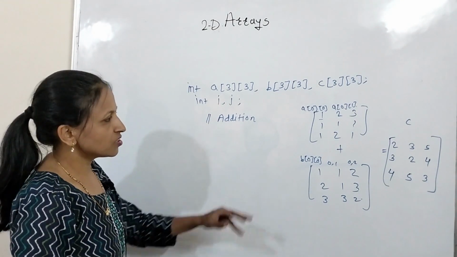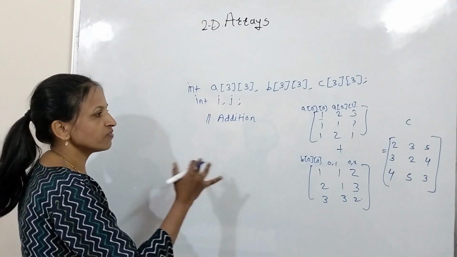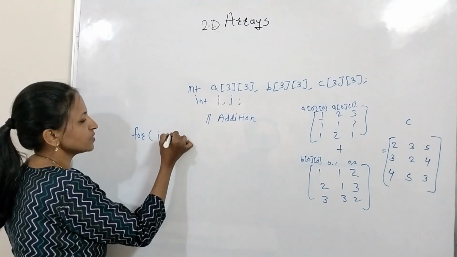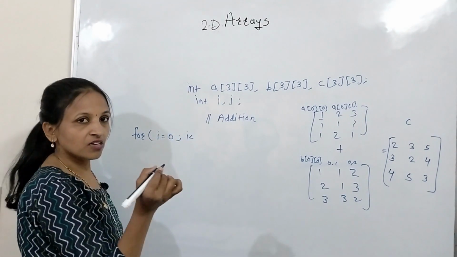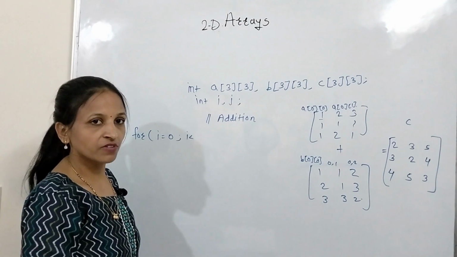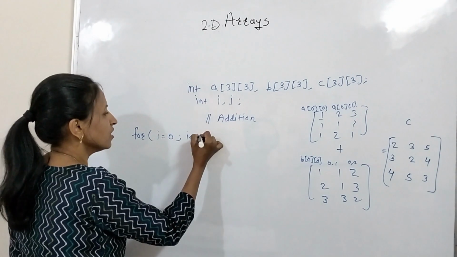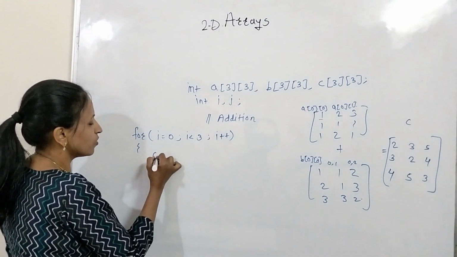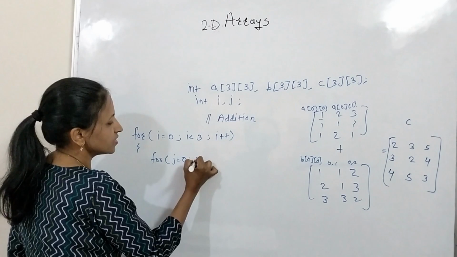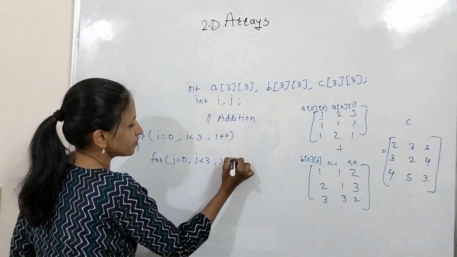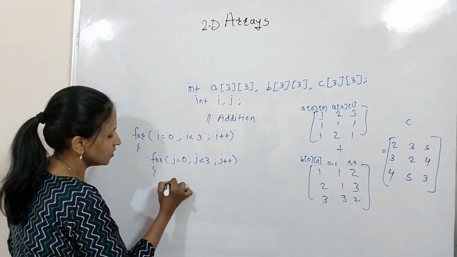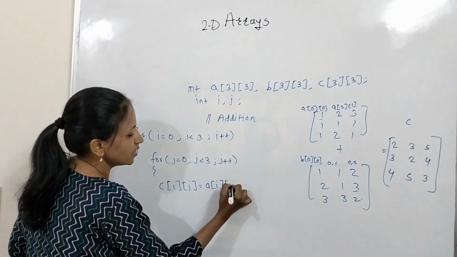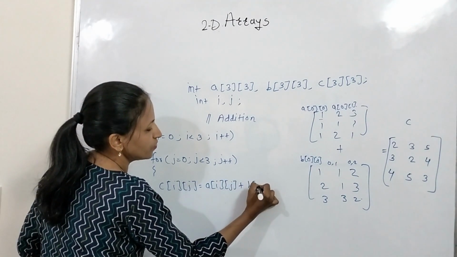Now how to do the addition? Simply, corresponding elements we will add and store in that C array. How? See, first we will put outer loops just like we have used for accepting the matrix and displaying the matrix. The same loop we will use here. i equals 0, i less than 3, i plus plus. Then here for j equals 0, j less than 3, j plus plus, and just here we will write C of i j equals A of i j plus B of i j.